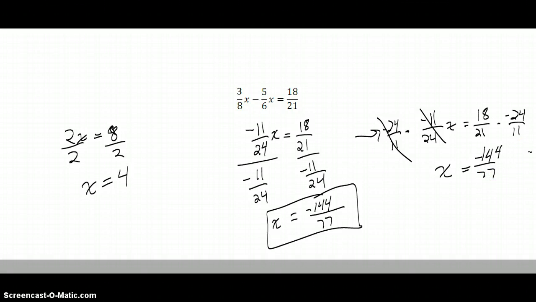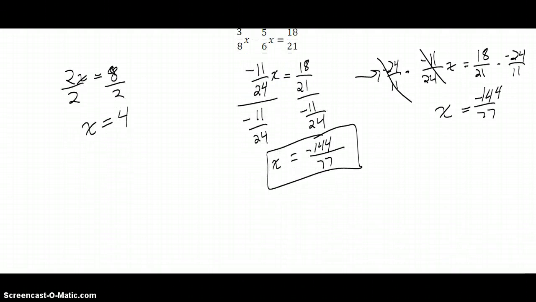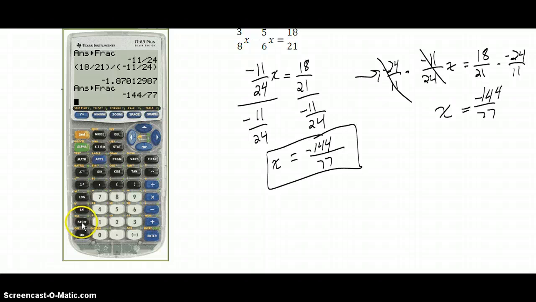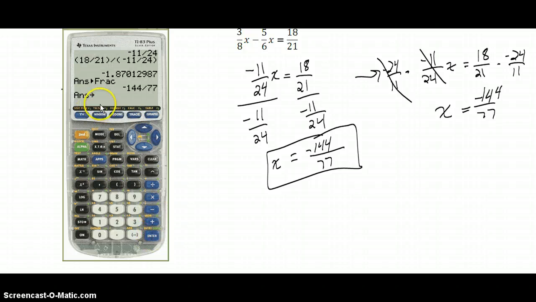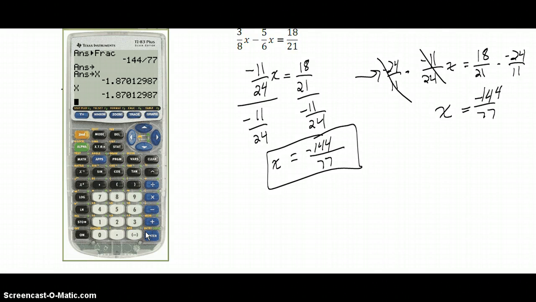Now we could go ahead and check this just to be sure. So let's do that. We could check on our calculator. We're going to store, so store is right down here. And we're going to store our answer. And we need to actually store it as a variable, so store as x. So anytime we put x in, we're going to get this negative 1.87, continuing on with some other numbers. But we know that to be the negative 144 divided by 77.